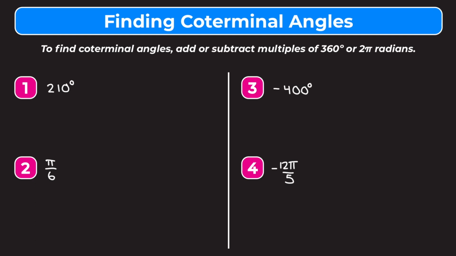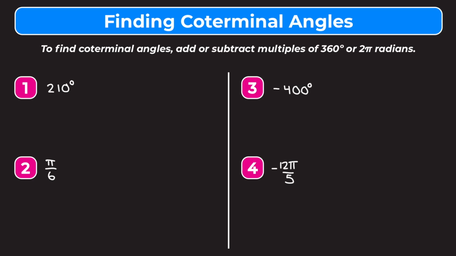At the top of the screen, it says to find coterminal angles, add or subtract multiples of 360 degrees or 2 pi radians. That's because, as we saw in the last slide, in order to find a coterminal angle, we can just go around forward a full rotation or backwards a full rotation. A full rotation in degrees is 360 degrees, and a full rotation in radians is 2 pi radians.